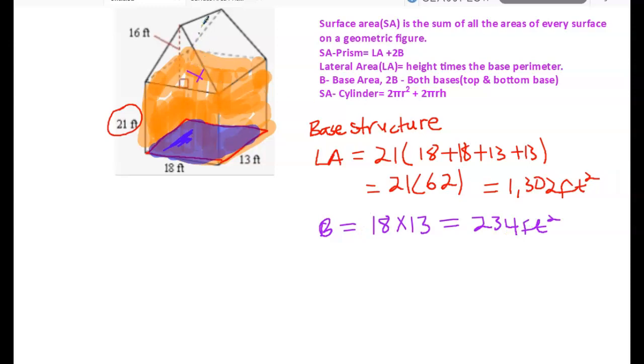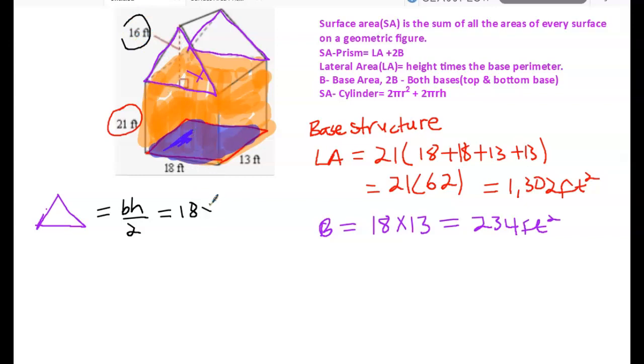We have to come to the roofing piece of it. So the roofing, we realize that this is a triangle, and it's of 2. There's another one behind here. So the triangle piece of it, the area, we need that area, and we are using base times height divided by 2. So base times height, the base length here is 18, and the perpendicular height was given as 16, times 18, and we divide it by 2. That gives us 144.